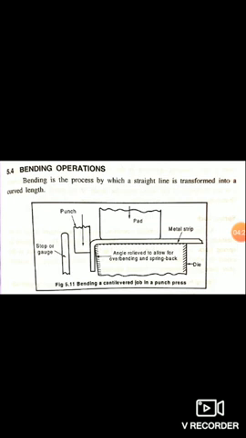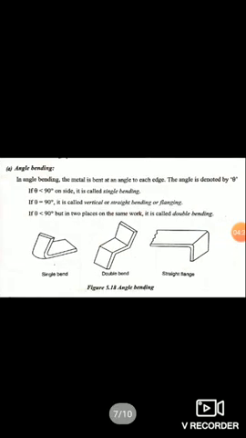Next we will move on to angle bending. I already told you that there are different types of bending operation. First one is angle bending. What is bend angle? The angle between two extreme positions of the bend radius.